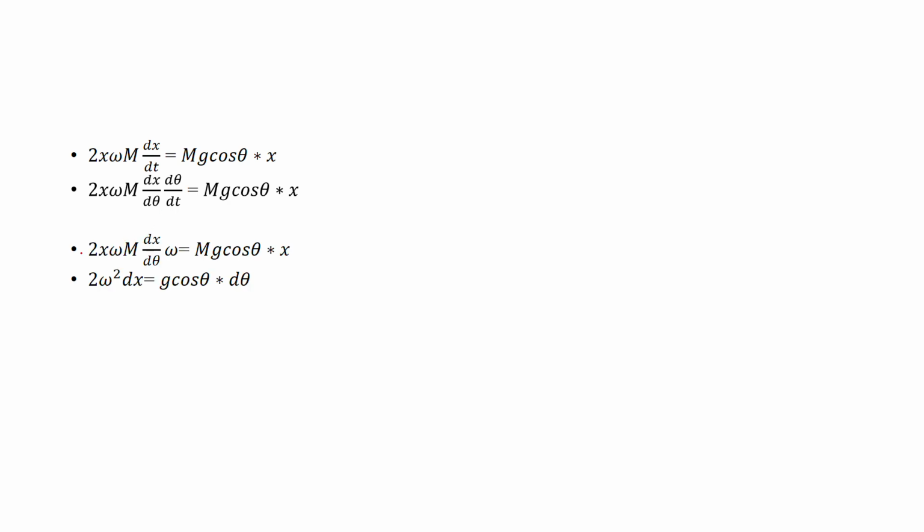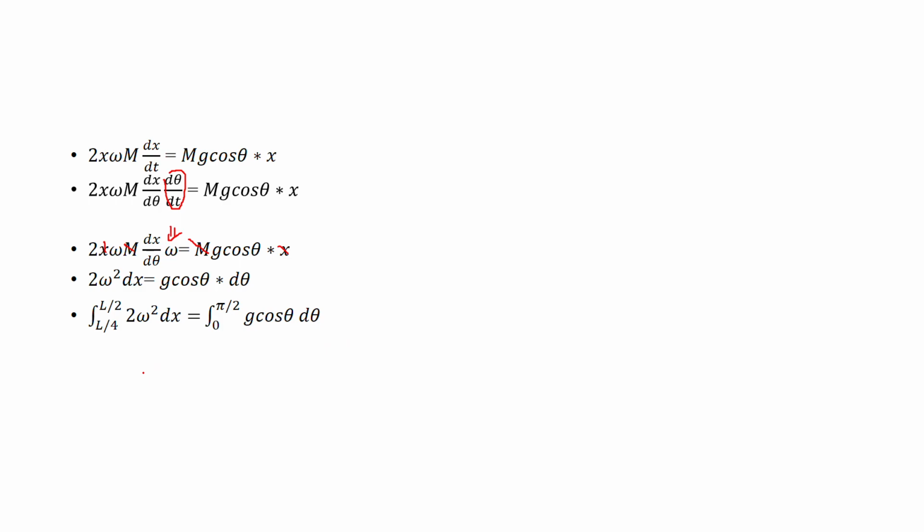Now cancelling out, x and x will cancel out, m and m will cancel out. So our final equation becomes, with d theta by dt being omega, I have put the value as omega. So 2 omega square dx equals g cos theta d theta.